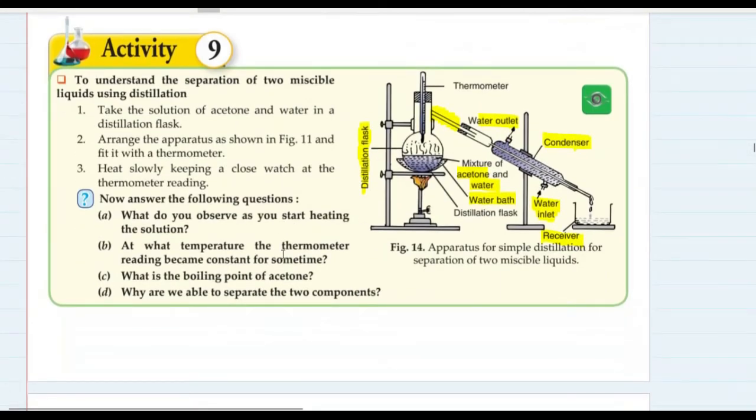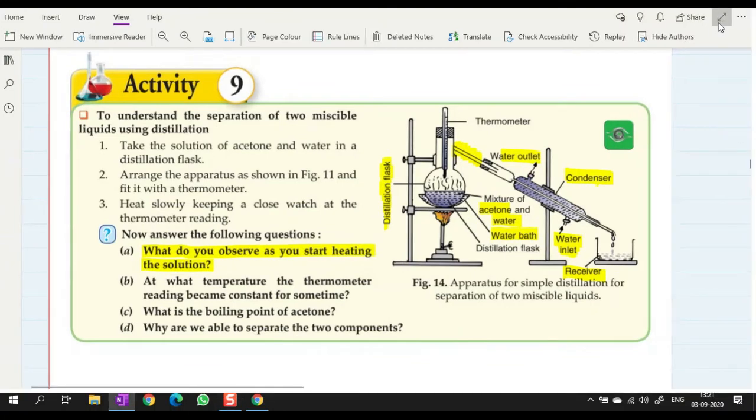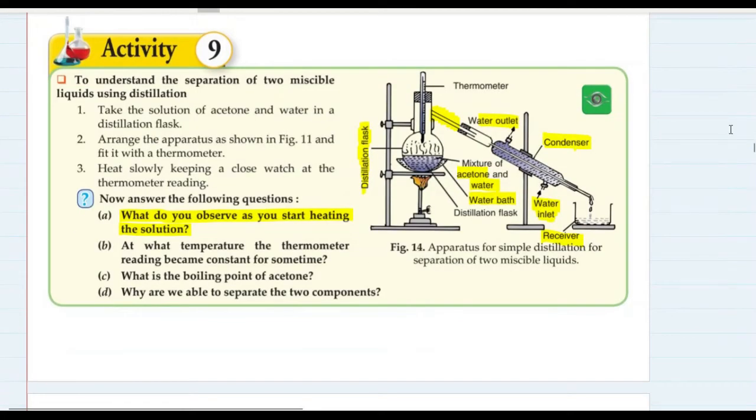Okay, now there are a few questions which they have asked based on this activity. Number one, what do you observe as you start heating the solution? As you start heating the solution, you observe some vapors which arise from the heated liquid. So as we start heating the solution, vapors start coming out of it. At what temperature did the thermometer reading become constant for some time? See, there is a thermometer as well, which I did not mention earlier. So this thermometer will show different readings at different instances of time.